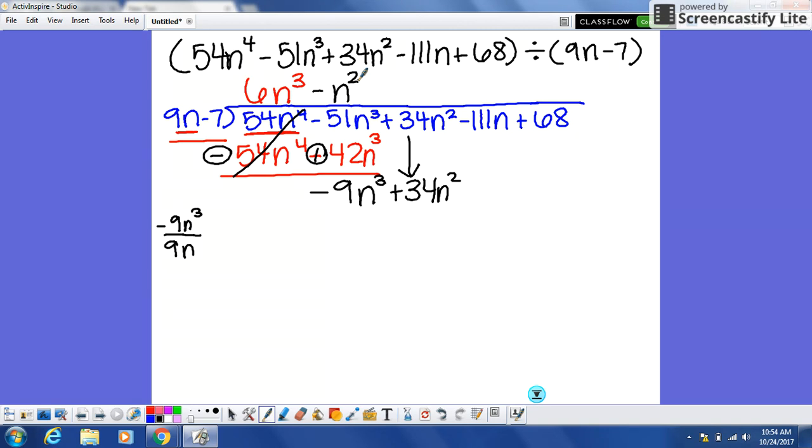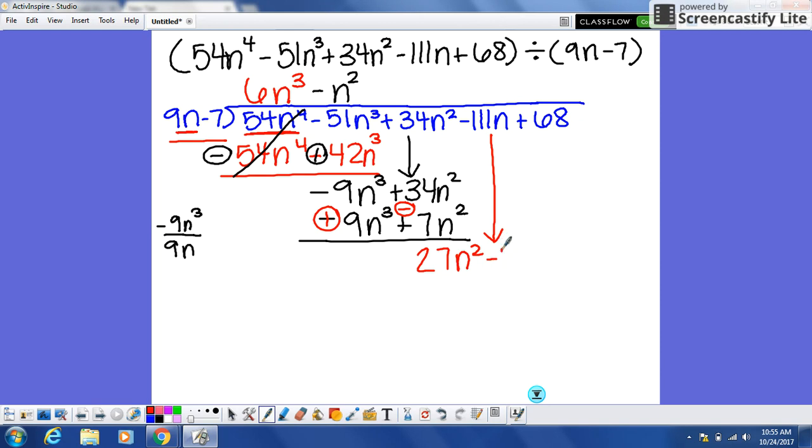Multiply. So negative n squared times 9n. Negative 9n cubed. Negative n squared times negative 7. Positive what? 7n squared. Now what? Change signs. Subtract. So that changes to a positive. That changes to a negative. 34 minus 7. That is what? 27n squared. And then I do what? Bring down the negative 111n. All right. Then I'm back to what step?